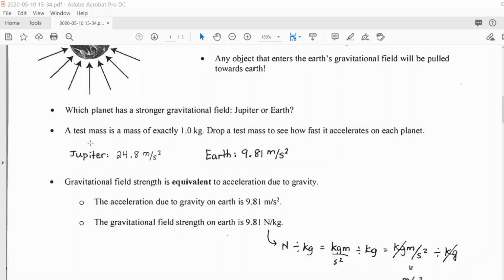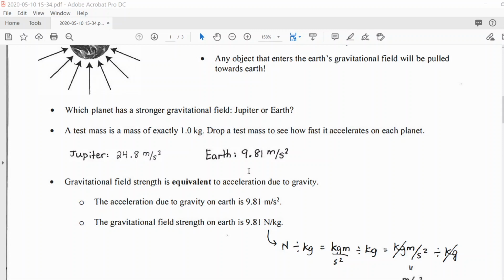Well, something that scientists do is they use something called a test mass. So a test mass is a mass of 1 kilogram. And what you can do is you can take your test mass and drop it. So let's say that you could go to Jupiter, you bring your test mass with you, and you drop it. Assuming you have all the right measurement tools, you would find that your test mass accelerates on Jupiter at 24.8 meters per second squared after it's been dropped. Or in other words, we'd say the acceleration due to gravity on planet Jupiter is 24.8.